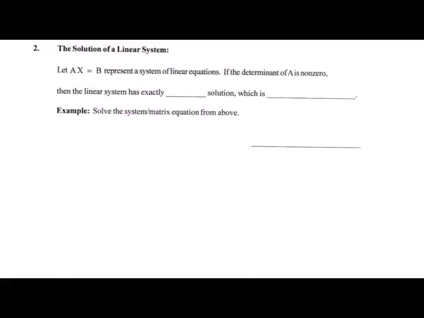So to find the solution of a linear system, we're going to let A times X equal B represent a system of linear equations. If the determinant of A is non-zero, then the linear system has one solution, which is X equals the inverse of A times B. And we talked about that in the last section. So we're going to solve the system or matrix equation from above using inverse matrices like we did before.